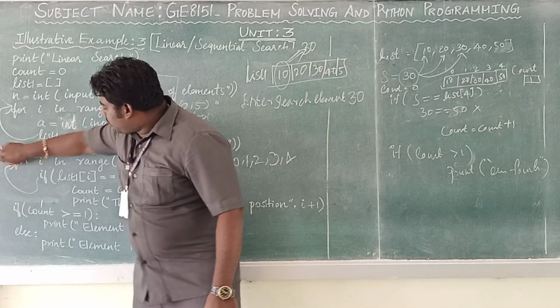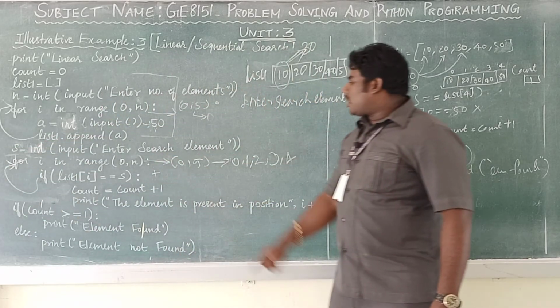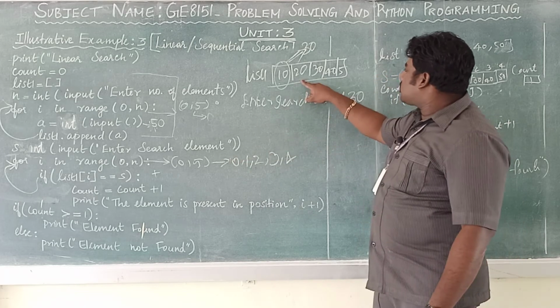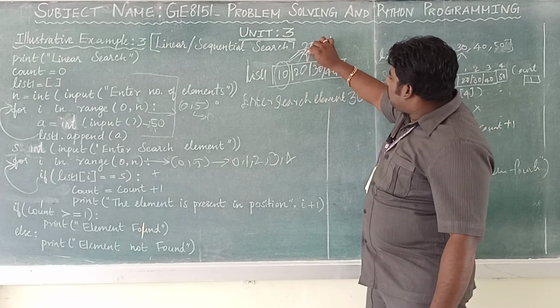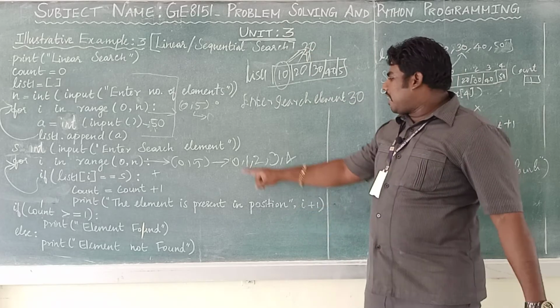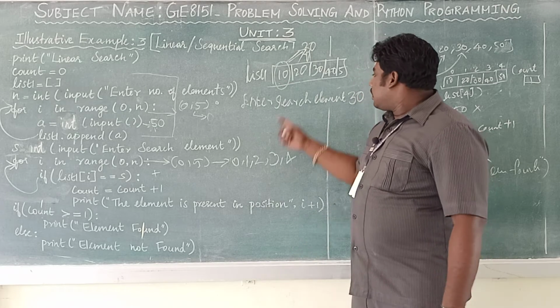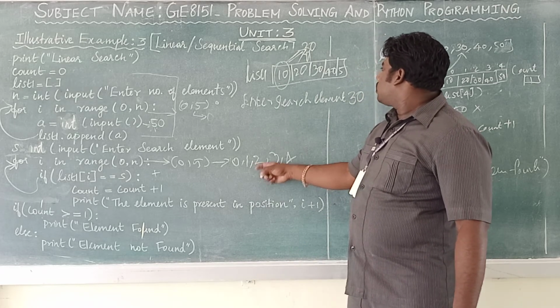Again for loop. Now again you are checking. Now what's the I value? 1. List of 1 is 20. 20 equal to 30? Again condition false. So it will go to the for loop. Now the I value is 2.